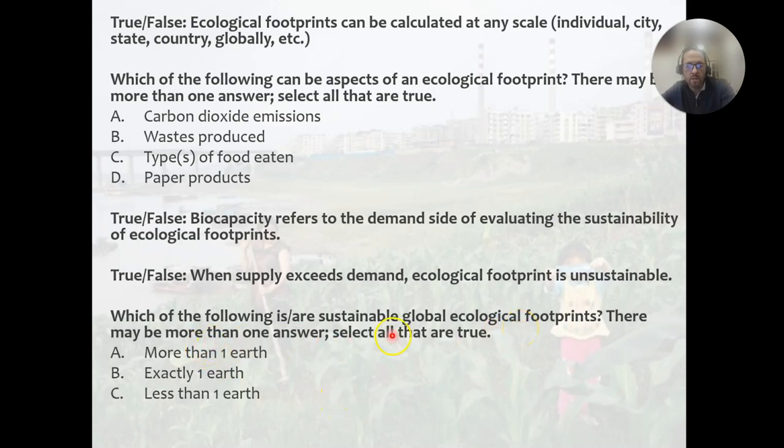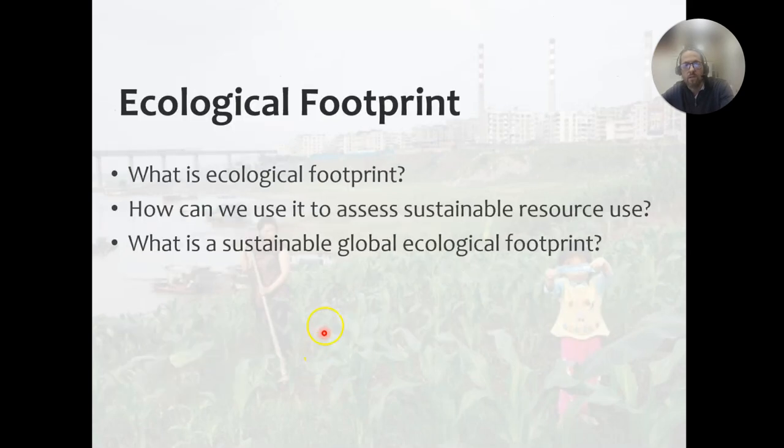And then finally, which of the following are sustainable global ecological footprints? More than one Earth is not sustainable, because we are demanding more than the supply. Less than one Earth, of course, is sustainable. And exactly one Earth, remember, is actually okay, because that means we are demanding the exact same amount of land and water that Earth can continue to provide over time. All right, so hopefully you now have answers to these questions.